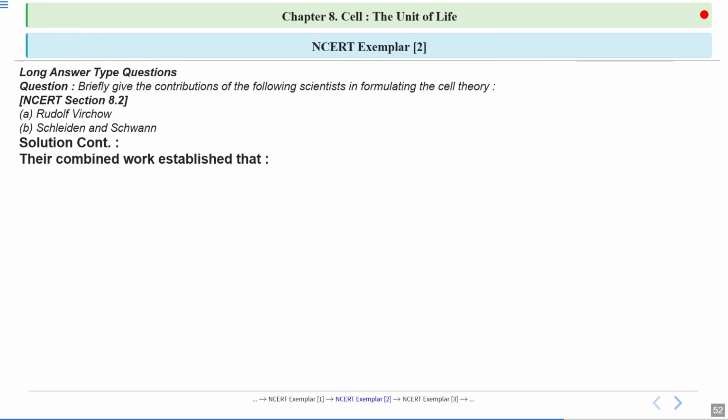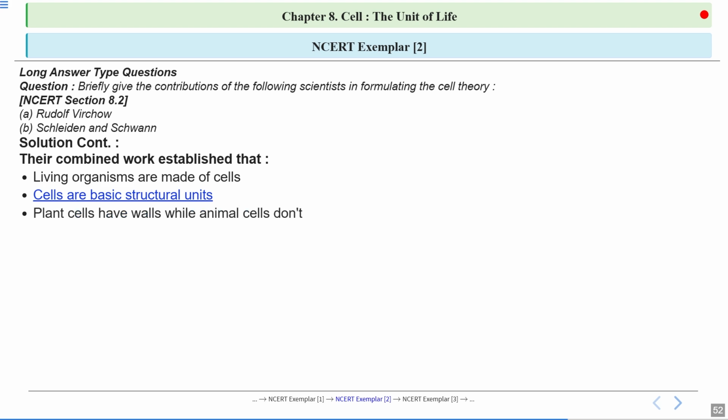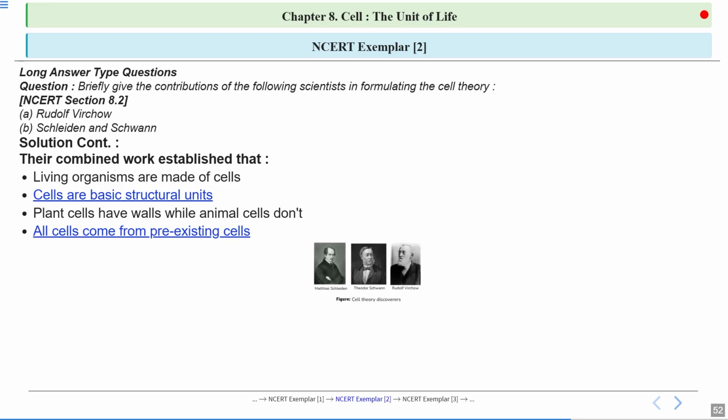Their combined work established that living organisms are made up of cells. Cells are the basic structural unit of organisms. Plant cells have cell walls which are made up of cellulose, and animal cells lack the cell wall. And all cells come from pre-existing cells.